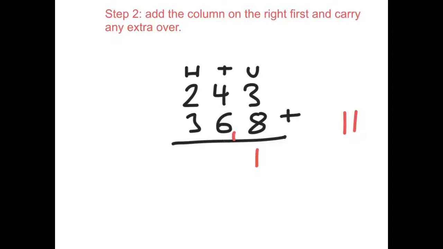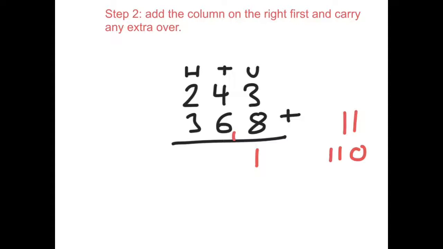Now we do the same process again for the tens. So we do 4 tens add 6 tens, which gives us 10 tens, and we add on the 1 extra 10, which gives us 11 tens. So we place the 11 tens like so. We know 11 tens looks a bit like this.